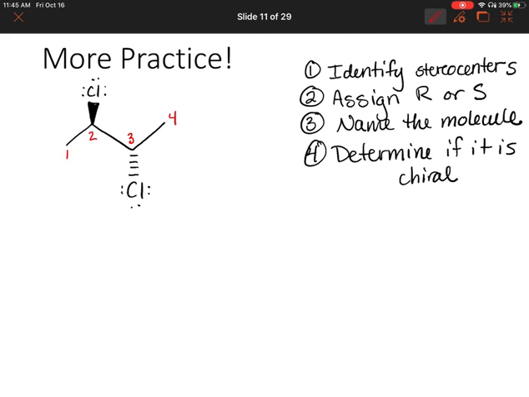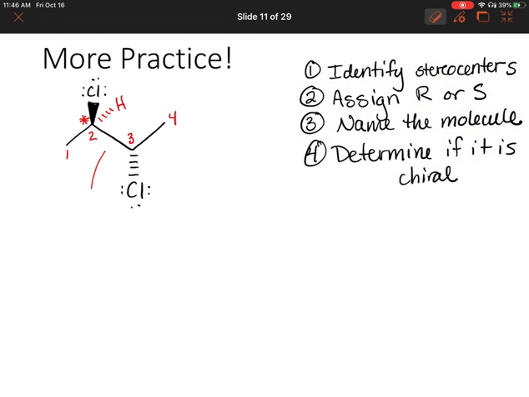Well, carbon 1 is not a stereocenter because it's bonded to 3 hydrogens and another carbon. The fact that it's bonded to multiple hydrogens disqualifies it as a stereocenter. Carbon 2, however, is bonded to chlorine. It's bonded to a methyl group on the left, and then it's bonded to this big group off to the right, as well as a hydrogen that's hiding back here. So carbon 2 is a stereocenter. We'll just mark it with an asterisk.